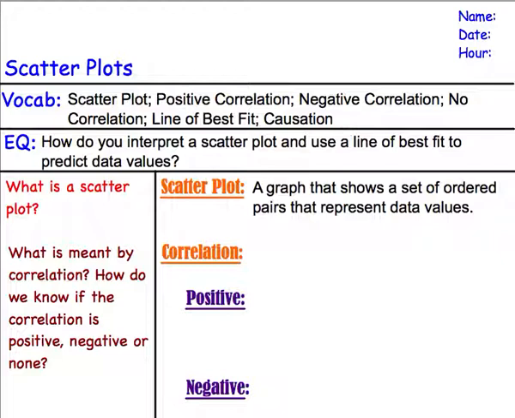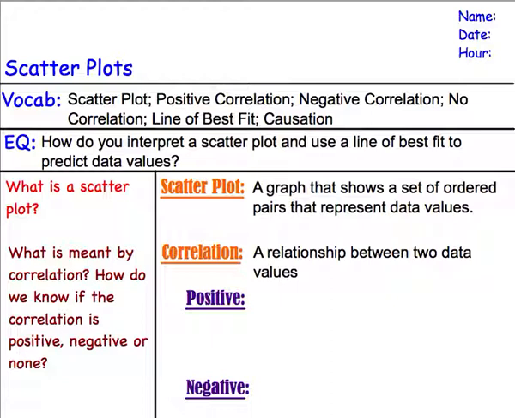Basically, you take two variables, you get a bunch of data about them, you plot them on a graph, and instead of connecting all these dots, we take a look at what the relationship is. When we talk about relationship, we're talking about the correlation. And when we talk about correlation, we're wanting to know if the correlation is positive, negative, or if it has no correlation. Correlation is the relationship between the two data values, or the variables.